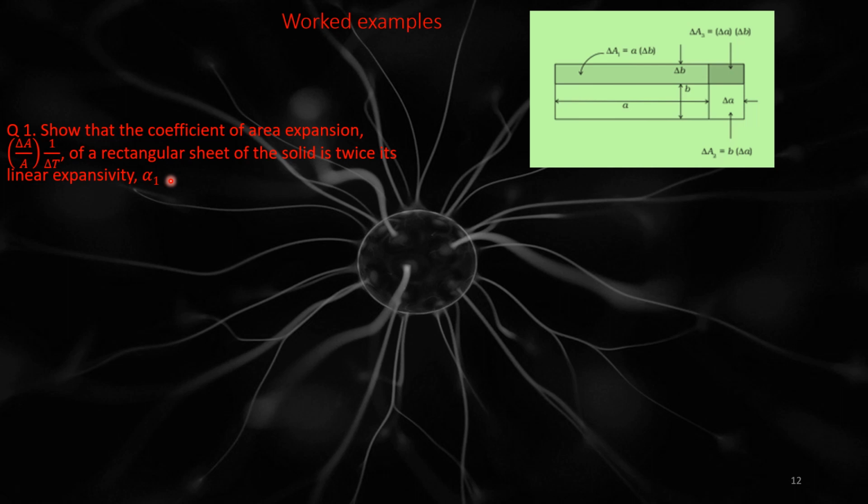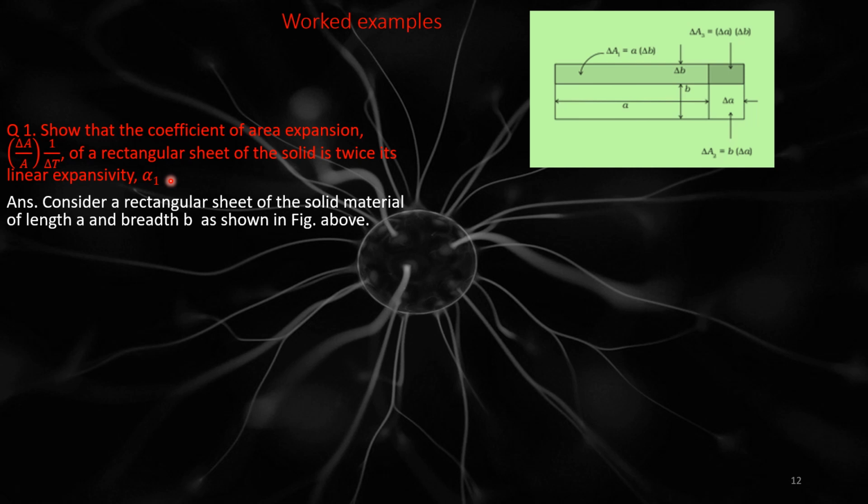In the previous example, that is in slide number 10, we have proved that delta V by V into 1 over delta T equals 3 times alpha L. So in this example, we have to prove that the coefficient of area expansion alpha A is equal to 2 times alpha L.